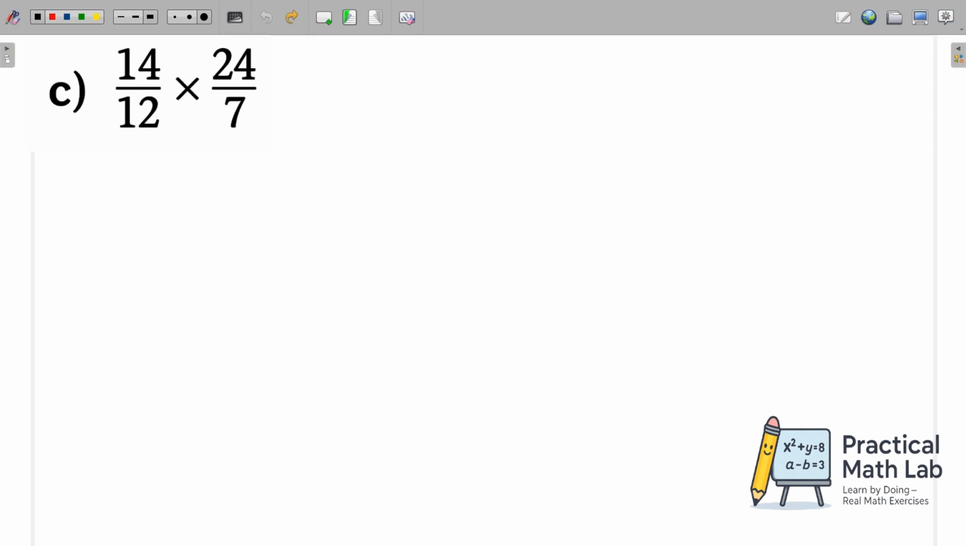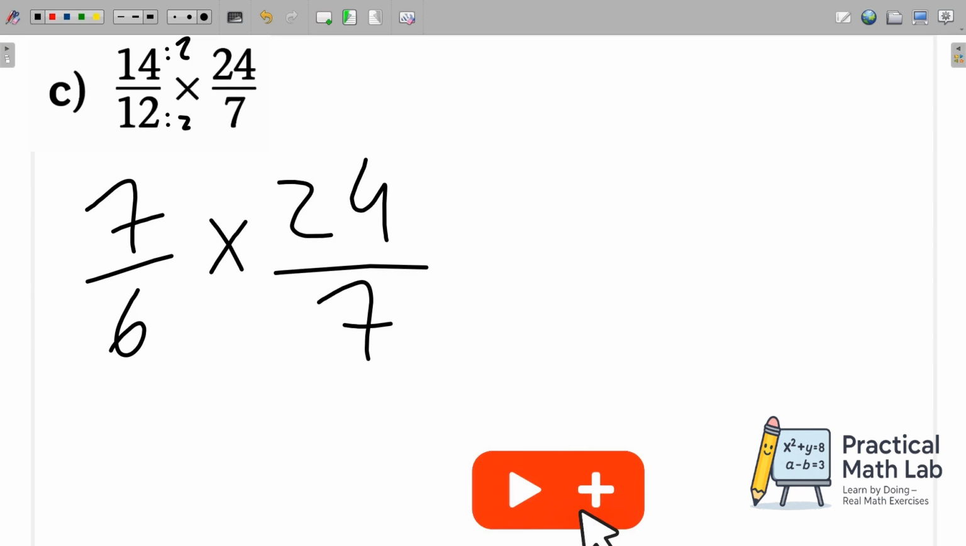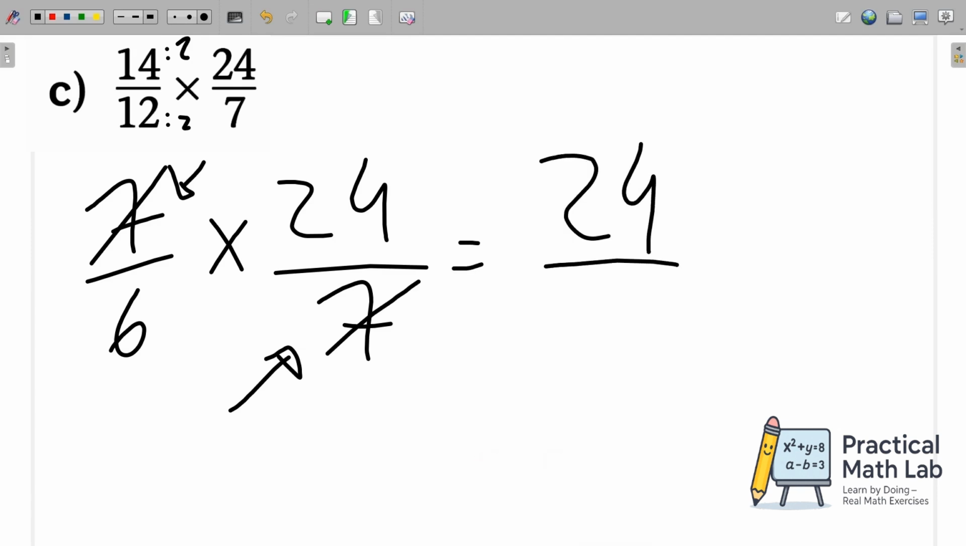Now let's solve letter C, multiplication of fractions. Is it possible to simplify here? Well, it is possible. We can divide 14 by 2 and 12 by 2, which gives us 7 over 6 times 24 over 7. What can we do here? There's a 7 here and a 7 here, so we can cancel them out. That leaves us with 24 over 6. 24 divided by 6 equals 4. Answer for letter C, 4.